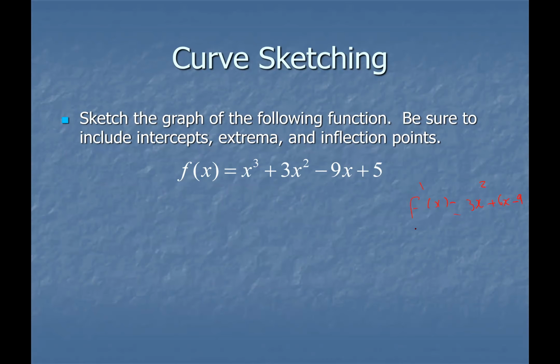So you will put f dash of x equals 0. Then 3x squared plus 6x minus 9 will be 0. Divide by 3. Then x squared plus 2x minus 3 equals 0. And x will be negative 3 and 1. Okay, negative 3 and 1.